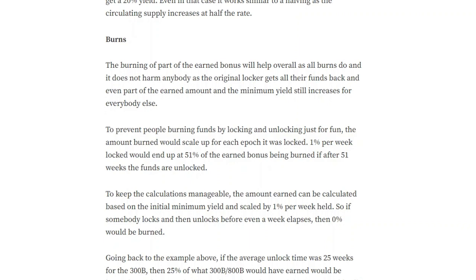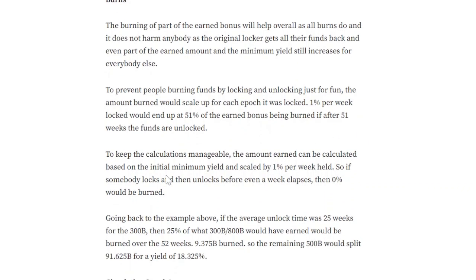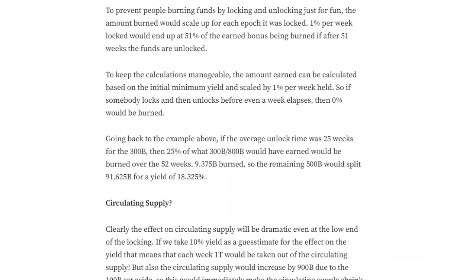1% per week locked would end up at 51% of the earned bonus being burned if after the 51 weeks after the funds are locked. Keep the calculations manageable. The amount earned can be calculated based on the initial minimum yield and scaled by 1% per week held. So if somebody locks and then unlocks before even a week elapses, then 0% will be burned. Going back to the example above, if the average unlock time was 25 weeks for the 300 billion, then 25% of what 300 billion, 800 billion would have earned would be burned over the 52 weeks.